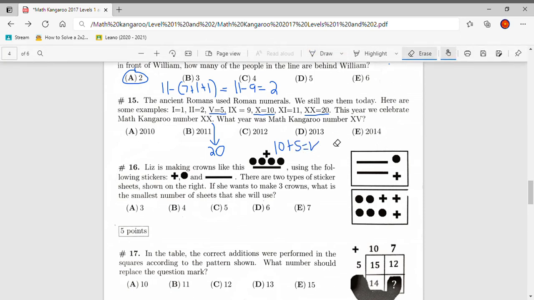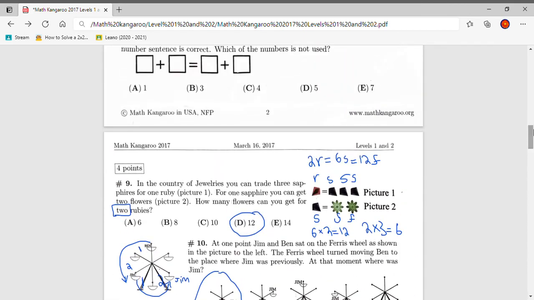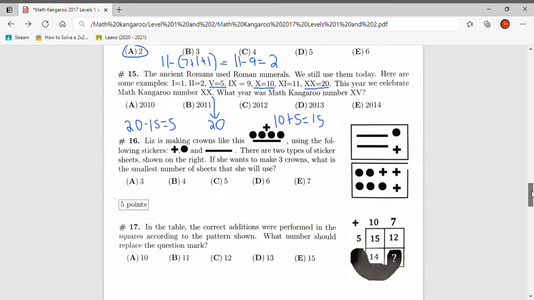So, to find how many years we have to subtract from whatever year it is now, we have to subtract 20 minus 15, and we get 5. So 5 years from this year, we will get Math Kangaroo number XV, but we don't subtract 5 from 2021, but we subtract 5 from 2017, because that's the year this test was created, so that's the year we're going to use for this problem.